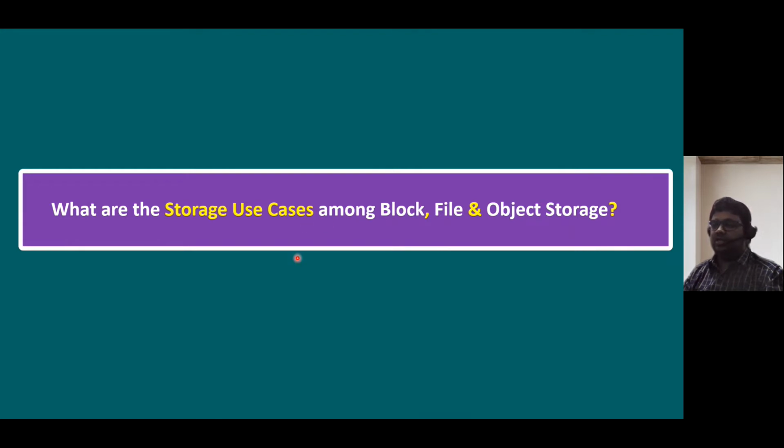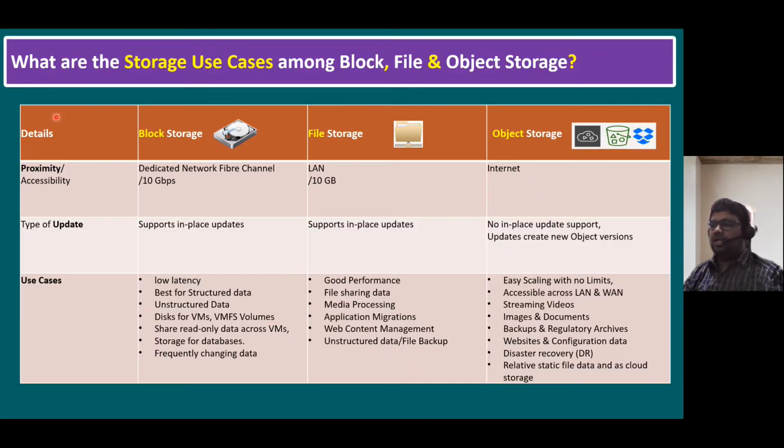The main use cases we can discuss now. As we know, we have three types: block, file, and object storage. First, the proximity, that means accessibility. If we want to access block storage, it uses a dedicated network, Fibre Channel at 10 Gbps. File storage is accessed over LAN at 10 GB, and object storage we can access through an internet connection.